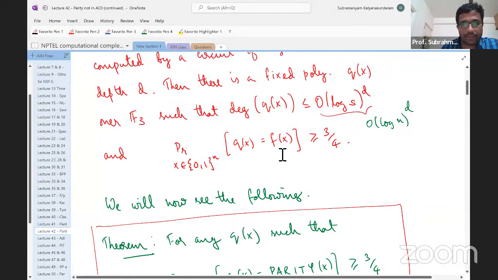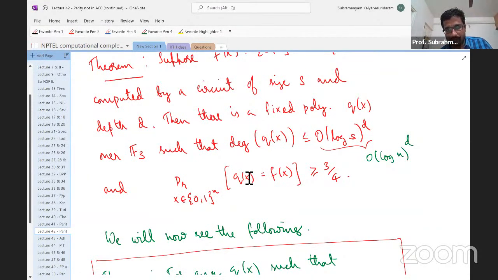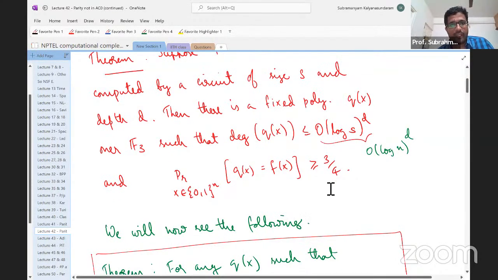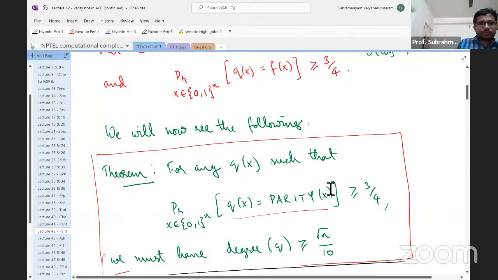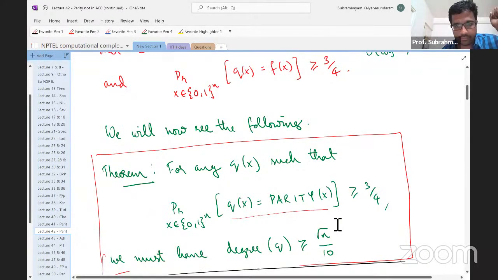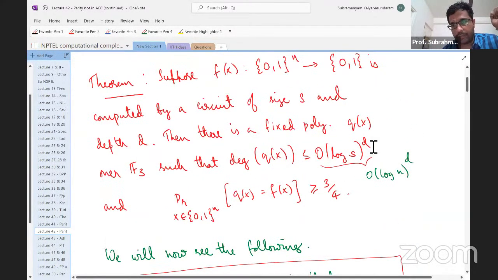So first we show that any function that can be represented by a circuit of fixed size and depth, you can get a fixed polynomial such that the probability, here chosen over the input, right? So from the distribution we move to the input. We show that the probability that the polynomial matches the function is at least 3/4, and then we show that for parity, the degree is at least square root n by 10, but here the degree is O((log S) to the power D), right?